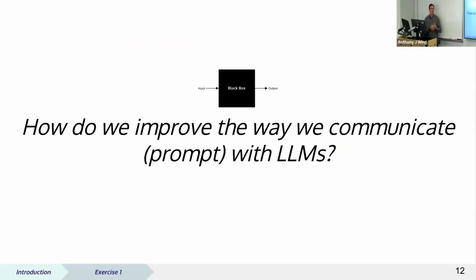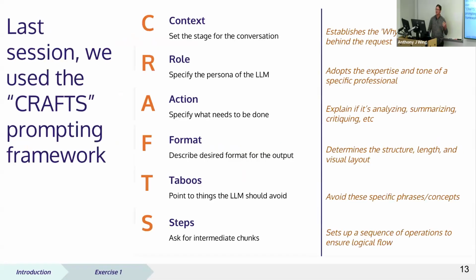We left off, we were just setting ourselves up using different prompting strategies to build off of our initial start with all of this. So how is it that we improve the way that we communicate with large language models in general, right? Or prompting, essentially. And the last time we talked about the CRAFTS prompting framework, which stands for context, role, action, format, taboos, and steps, right?